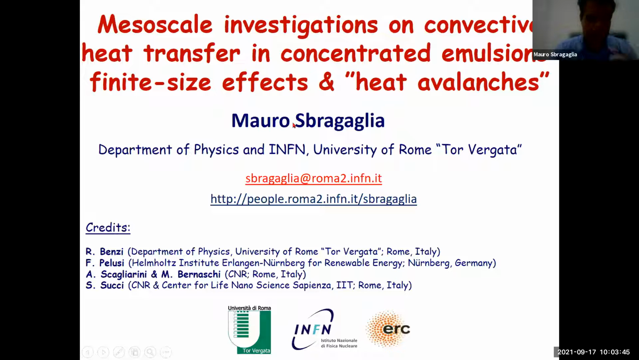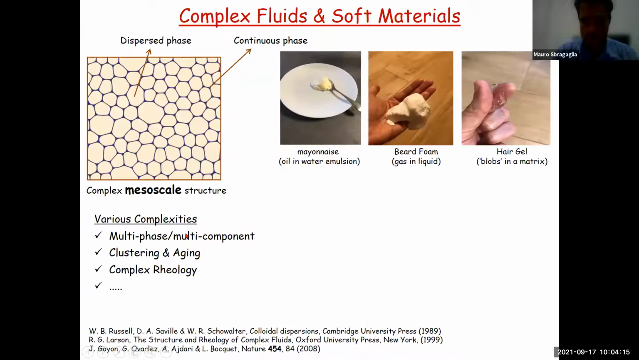Good morning, everybody. So I will talk about mesoscale investigations, actually lattice Boltzmann simulations on convective transfer in concentrated emulsions, focusing on finite size droplets effects, and I will just briefly mention in the conclusions issues related to heat avalanches. Let me also mention that this is work done mainly by my previous PhD student Francesca Pelusi, and in collaboration with friends and colleagues from Rome, Roberto Benzi, Andrea Scagliarini, Massimo Bernaschi, and Sauro Succi.